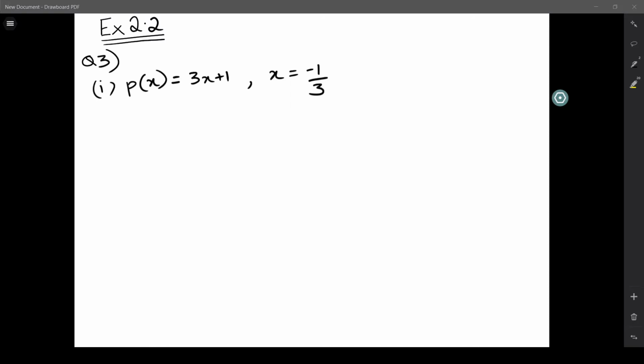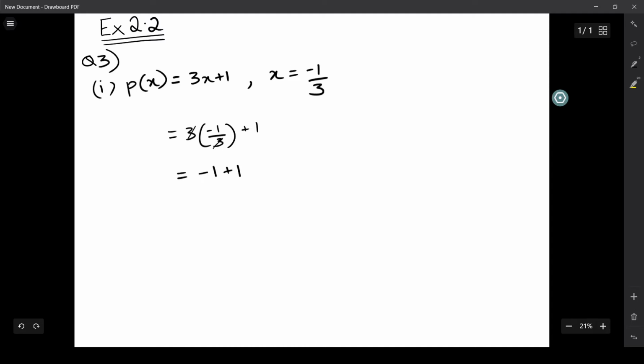So now, in order to verify whether this value of x is the zero of the polynomial, we will substitute the value of x in this polynomial and see what it equates to. So replacing x with minus 1 by 3, I get 3 into minus 1 by 3 plus 1. This gives me minus 1 plus 1 is equal to 0. So the polynomial equates to 0, which verifies that indeed x equal to minus 1 by 3 is a zero of this polynomial.